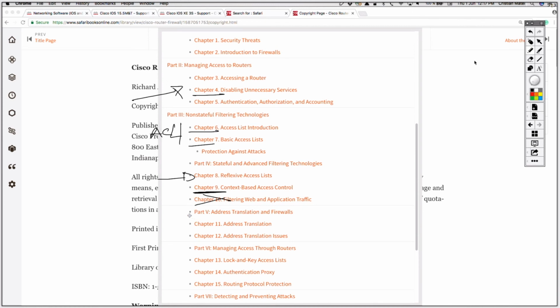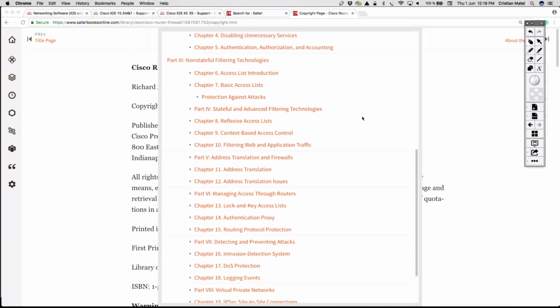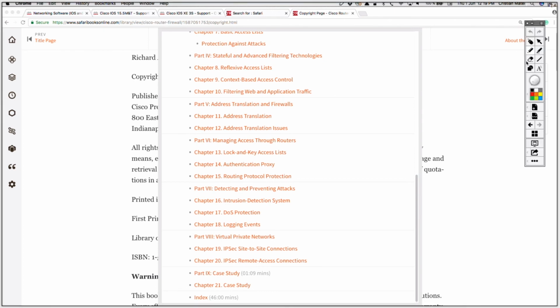Now you have a couple of things in part 5, address transition and firewalls. Part 5 is going to be relevant to the NAT implementation. That's going to be interesting and a good introduction, a good read. Then moving forward, the important part we're going to see is a lot of so-called legacy material, but it's important to understand the features that we are using today.